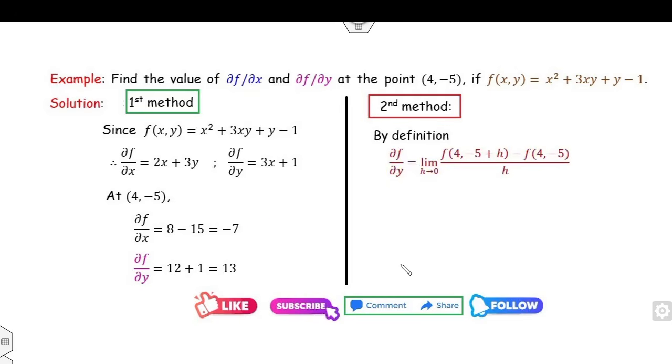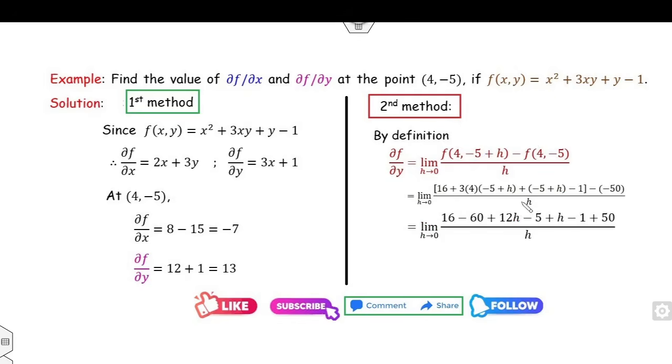Similarly, you can define the partial derivative with respect to y. In this case, keeping x as a fixed number, so y I have varied. Again, I can substitute this value in the given expression and simplify this, you will get this expression. Again, the 66 cancels out. Fine. Now 13h divided by h is 13, that is the right answer.